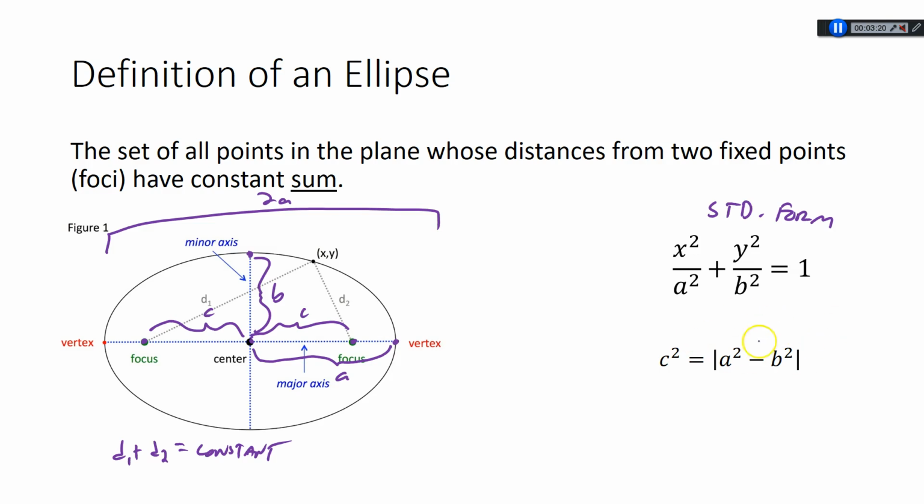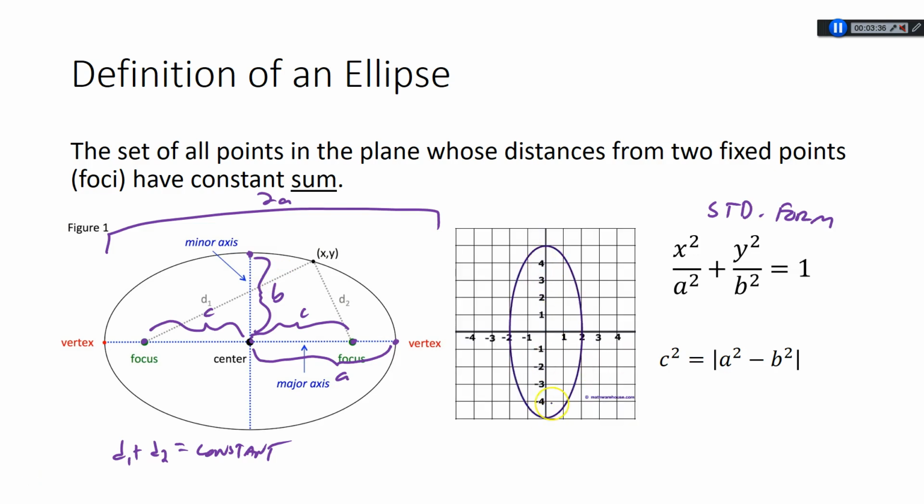So we have some relationships. c squared is always the absolute value of a squared minus b squared. Now why does it have to be absolute value? Because we have this ellipse right here that is horizontal. I would call this a horizontal ellipse because the major axis lies horizontally. And so a is for sure going to be bigger than b. But if you have a vertical ellipse like this guy, the book does this differently than I do. So if you want to use the book way, that's fine. There are some people that like to do it the book way.